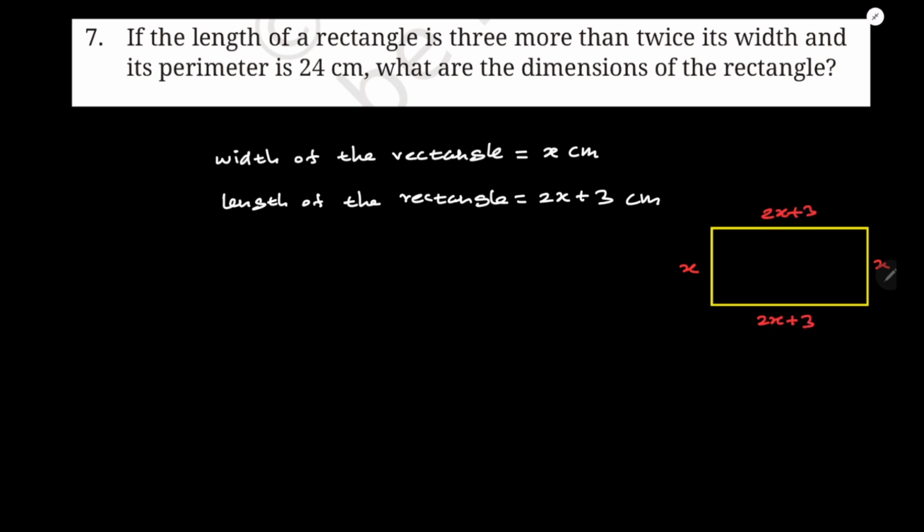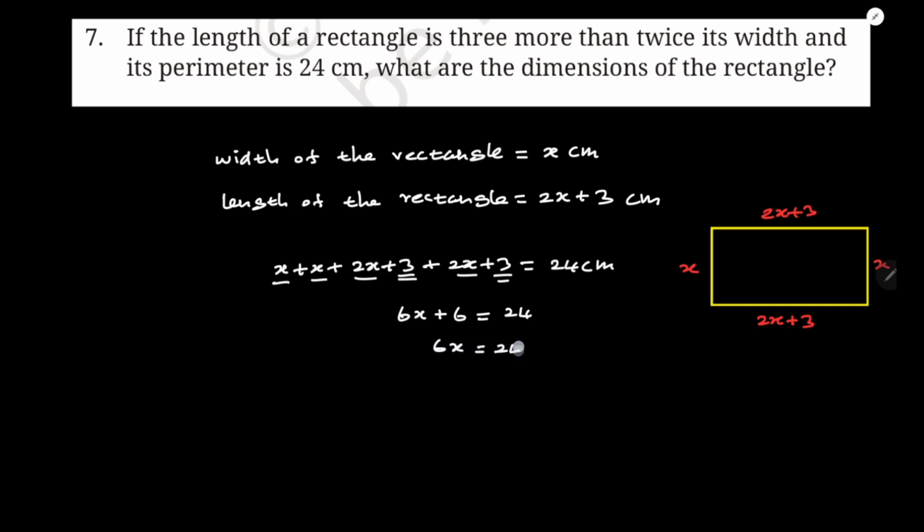Now we can find the perimeter of the rectangle. The perimeter of the rectangle means the sum of all the sides. So x plus 2x plus 3 plus x plus 2x plus 3 is equal to 24 centimeters, because the sum of all sides of the rectangle is called the perimeter. Now x plus 2x plus x plus 2x, the sum of these four terms, is equal to 6x. So 6x plus 3 plus 3 is 6, so 6x plus 6 equal to 24.